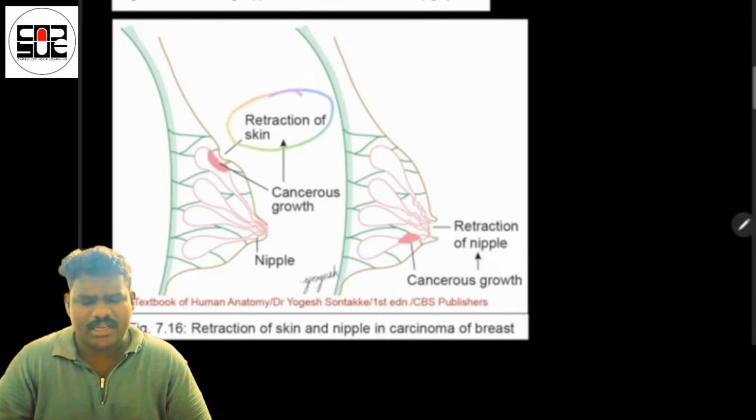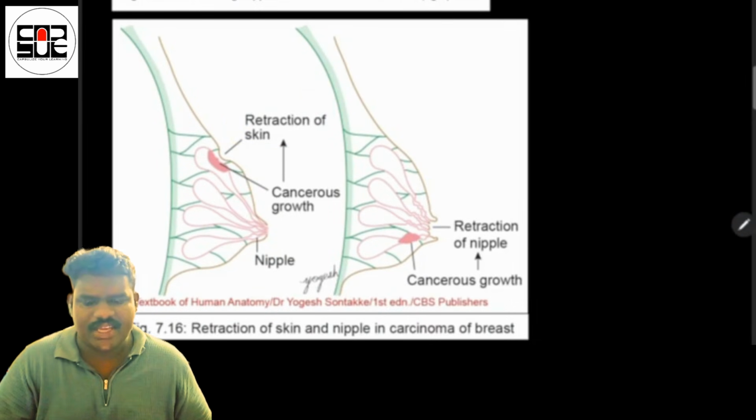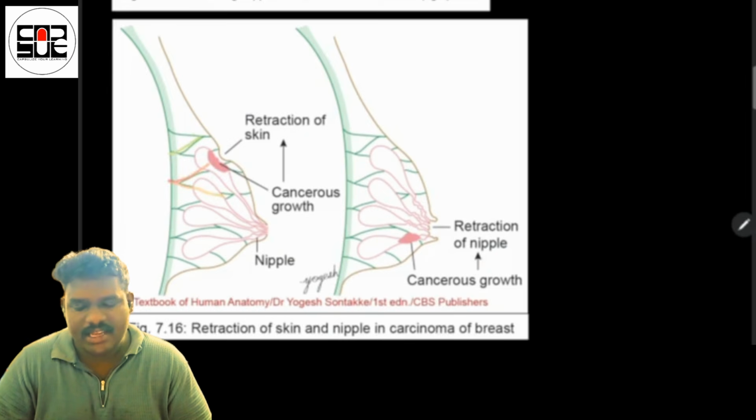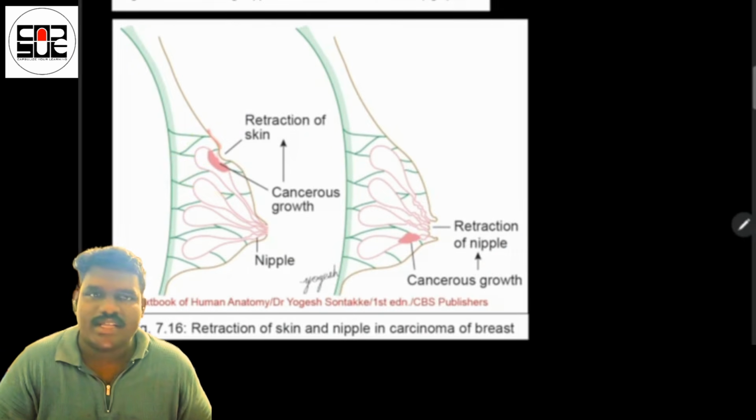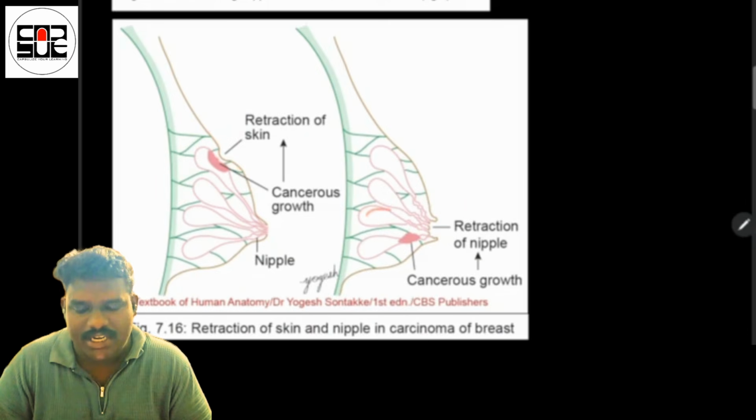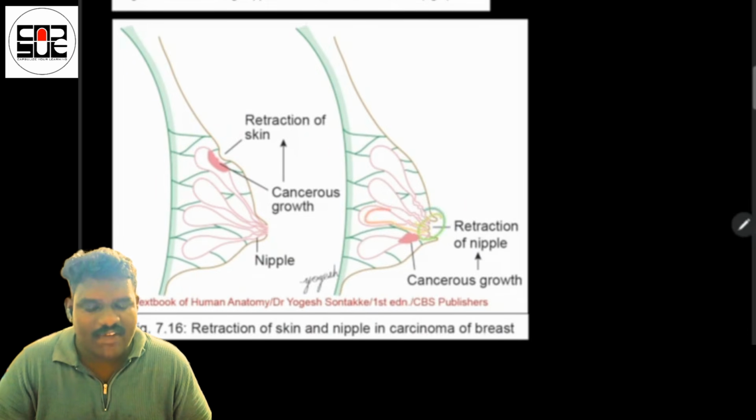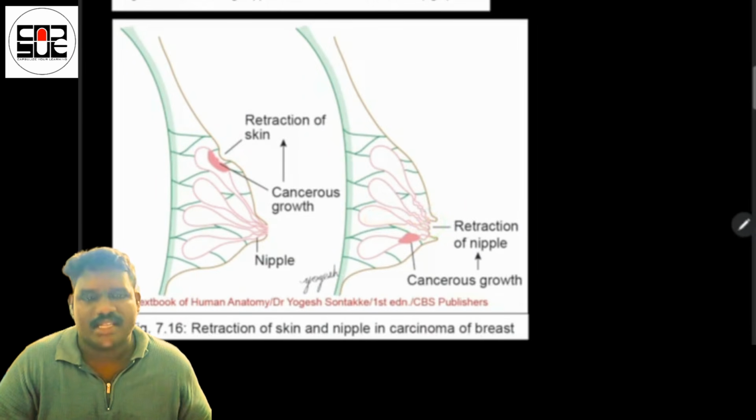And these are two other clinical signs we can see in the case of carcinoma breast. There is retraction of the skin and retraction of the nipple. Whenever these cancer cells involve the suspensory ligaments, it can cause retraction of the skin. Whenever the lactiferous ducts are involved, it can cause what? The retraction of the nipple. It is a question that can be asked.